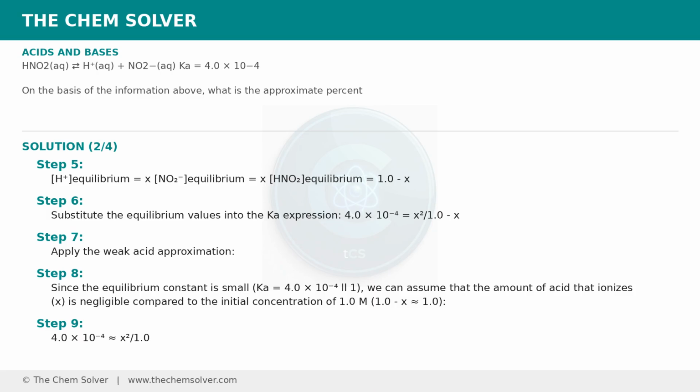Apply the weak acid approximation. Since the equilibrium constant is small, Ka equals 4.0 times 10 to the power minus 4, much less than 1, we can assume that the amount of acid that ionizes, X, is negligible compared to the initial concentration of 1.0 molar, so 1.0 minus X is approximately 1.0. 4.0 times 10 to the power minus 4 approximately equals X squared over 1.0.